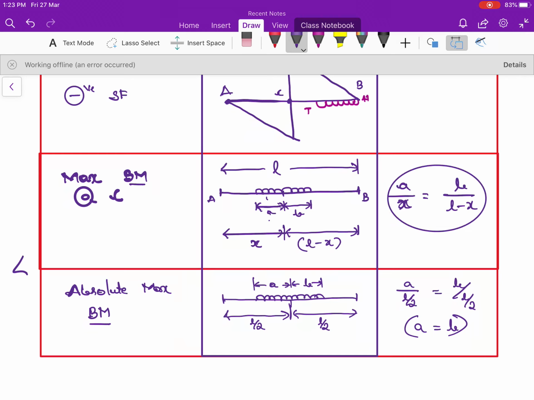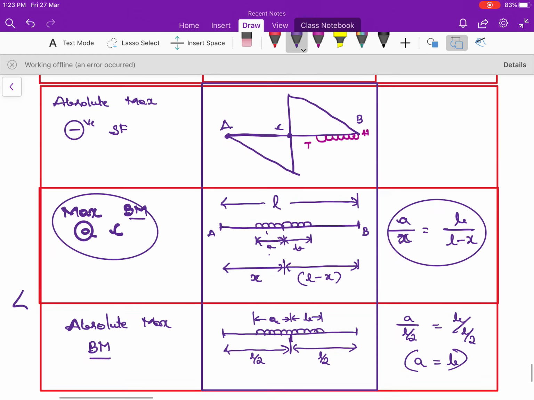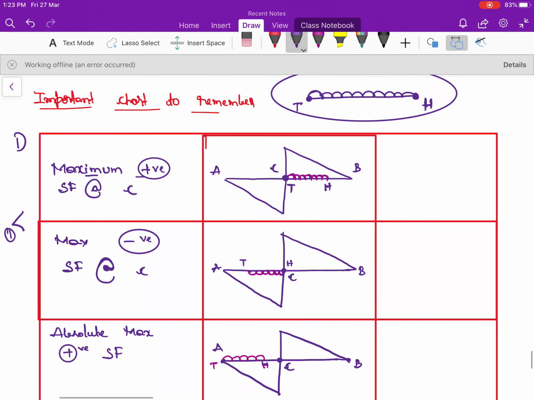Next, for absolute maximum bending moment, don't get confused. That one is just maximum bending moment; this is absolute maximum bending moment. It has to be loaded at the exact center of the span, with the uniformly distributed load having some distance A on one side and some distance B on the other. So A divided by L by 2 equals B divided by L by 2, the L by 2 gets cancelled, and it will be A equal to B. Please remember all these conditions. I will explain while solving the MCQs. I will come back to this chart and tell you how the charts are to be used.